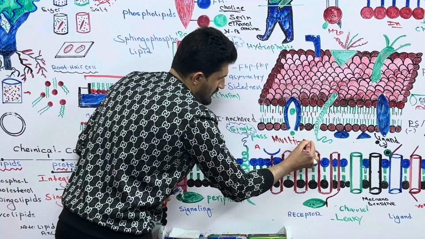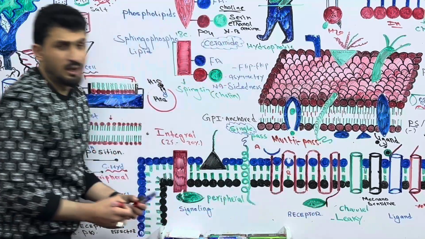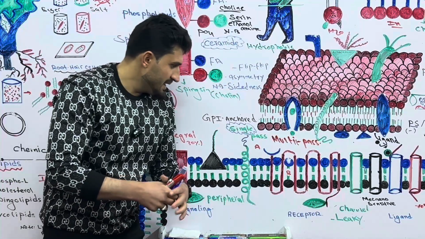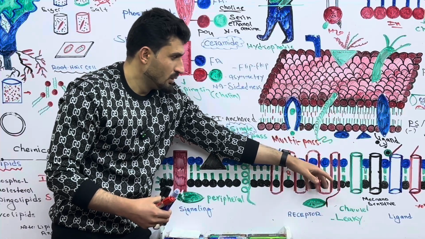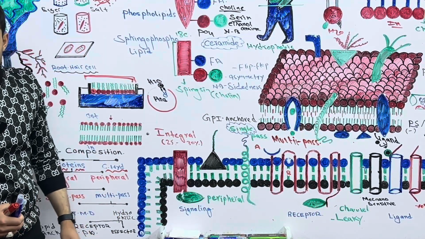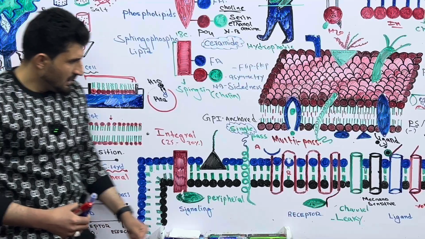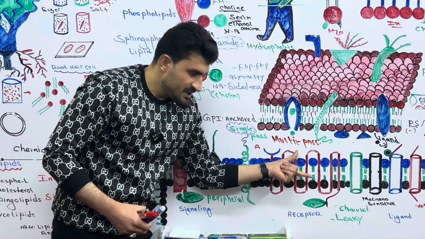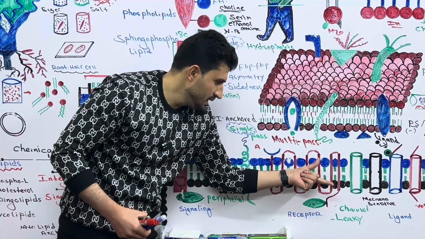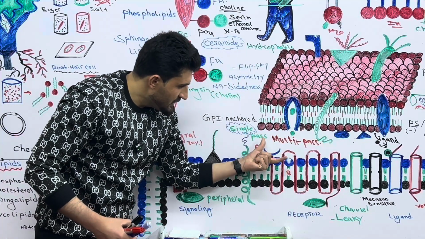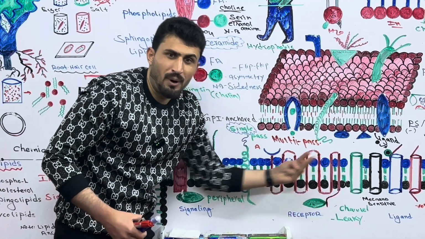Multi pass integral proteins. Okay. And these span through the cell membrane more times. Okay. Now, a transmembrane protein, because integral proteins are also called transmembrane proteins, a transmembrane protein has three parts.